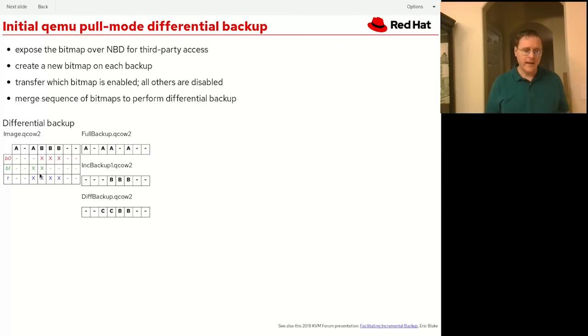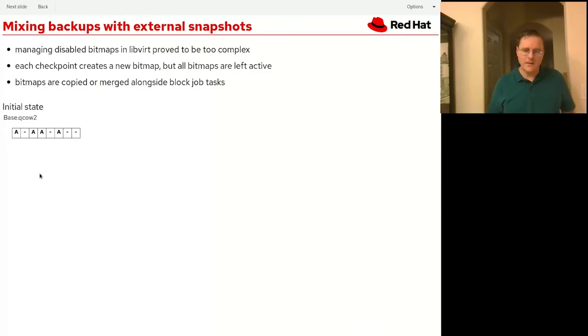But it turns out that turning bitmaps on and off can turn into a lot of management overhead to track which bitmaps have to be enabled where. Especially, it gets messy when you have external snapshots or a backing chain. So ultimately, when libvirt finally did implement incremental backups, we changed our mind yet again, and now all checkpoints have a live bitmap at all times.